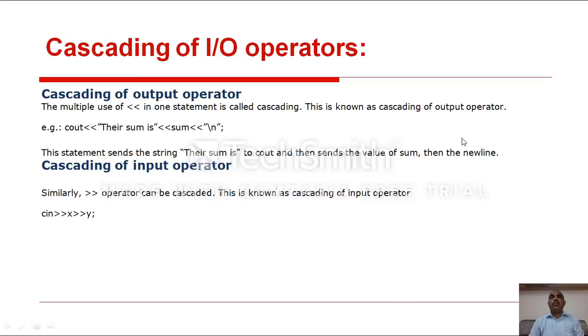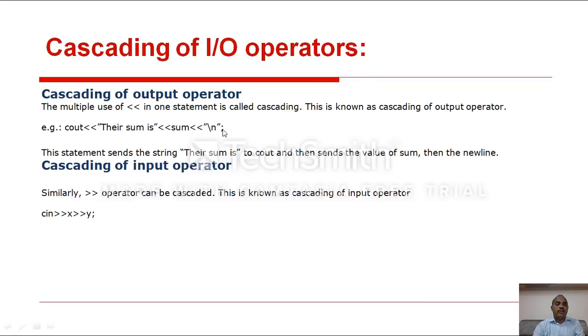I want to read more than one value at a time with a single function. Using the single function cout, we want to display more than one value at the same time using a single output statement. This is cascading of the output operator. The multiple use of the insertion operator in one statement is called cascading. This is known as cascading of the output operator.